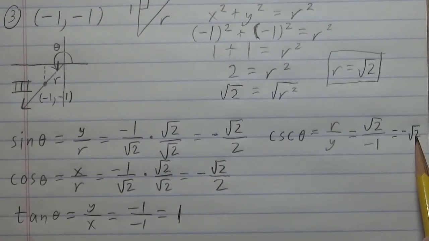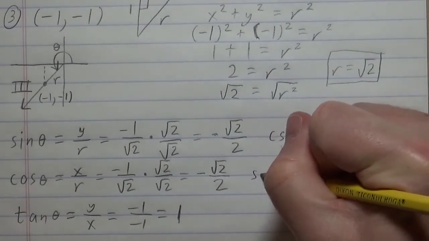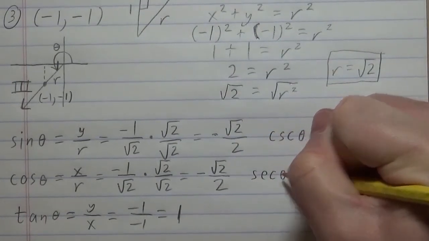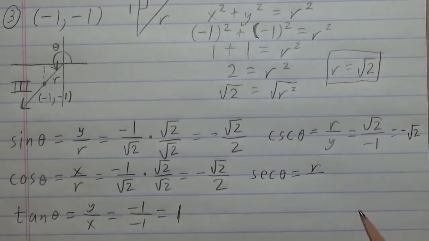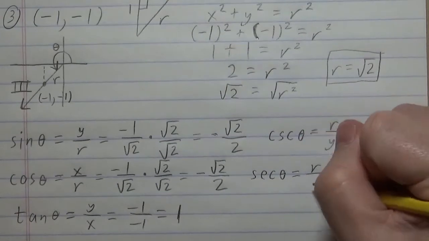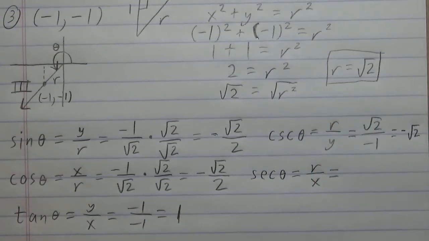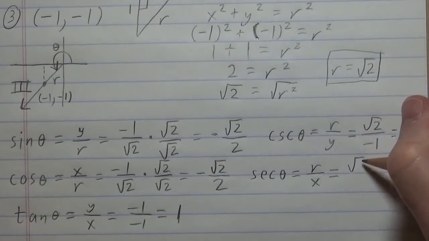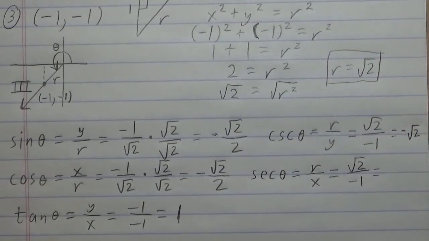One's unnecessary. This is negative root 2. Secant is next, which is the r, distance from the point to origin, and the x-coordinate. R distance is root 2. X-coordinate is negative 1. And there it is. It's the same ratio as it should be in this case.